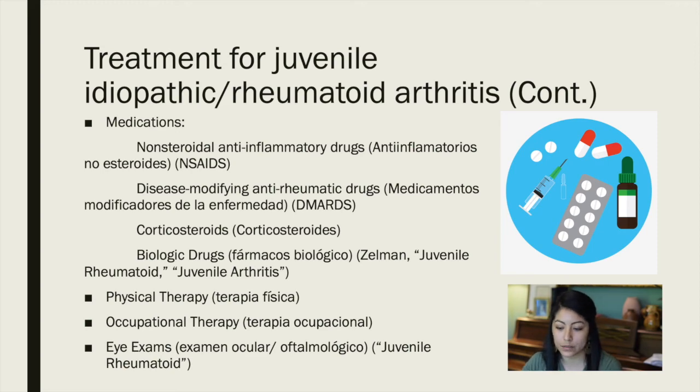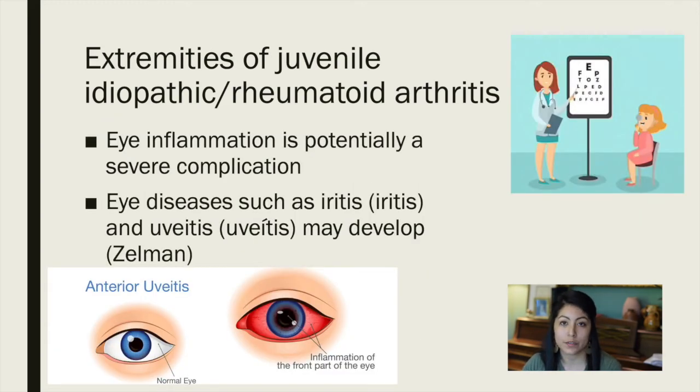So what are some extremities of JRA? There's a potential of eye inflammation in a severe case of JRA, simply because the fluid surrounding the joints is similar to that in the eye. So eye diseases such as uveitis may develop, and even glaucoma, cataracts, and in extreme cases, blindness may occur if eye diseases are left untreated.